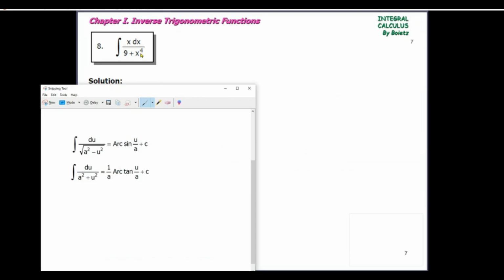Ano kaya to? Palagay ko, inverse trigonometric. Kasi if you, this is your u, derivative nito is x cube dx. Walang x cube yan. So, try natin na inverse trigonometric.